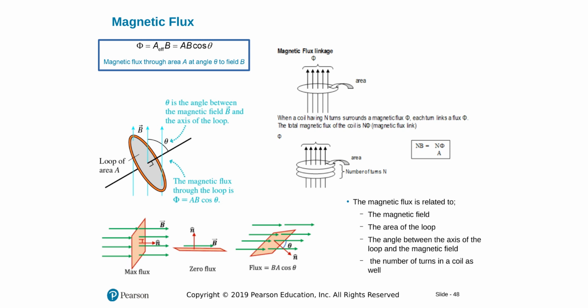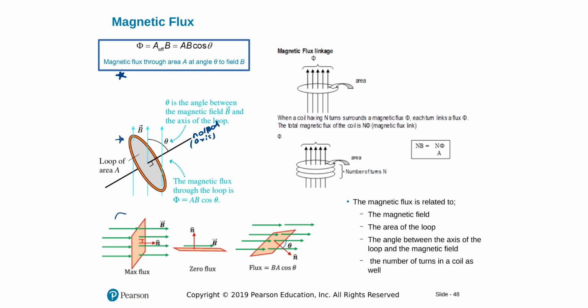Here we see different images showing different cases of fluxes, angles, and so on. I have a circular loop here. The magnetic field is upward. Some lines are passing through my loop, and here is the normal or axis of the loop. And I can calculate the flux using this equation.